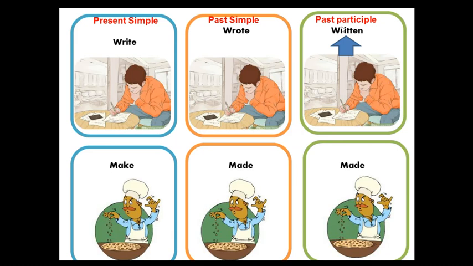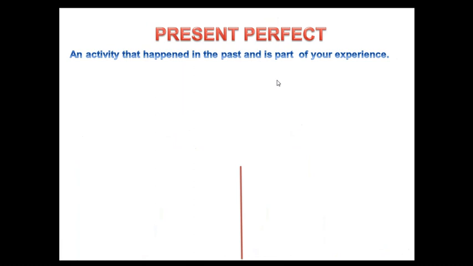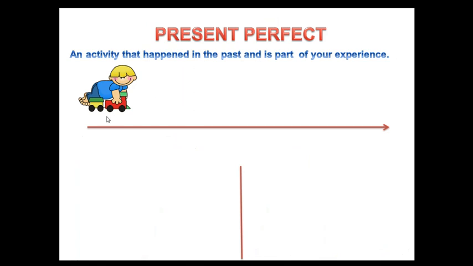In this case, we have written, or in this case here, we have made. The past participle of make is made, okay? So what is the present perfect? You use the present perfect tense to express an activity that happened in the past and is part of your experience. Imagine that this arrow represents your life. Imagine that this is you and you want to tell me something that you have done during the week from Monday to Friday. So I know that this week you have done many interesting things. So you want to tell me what happened here in your life.